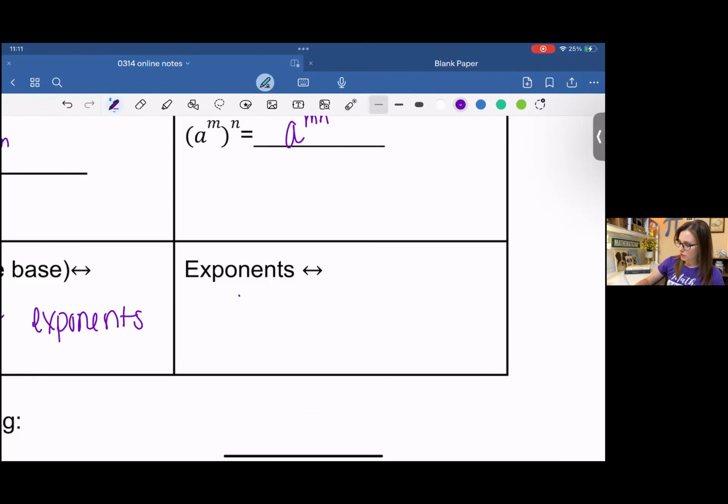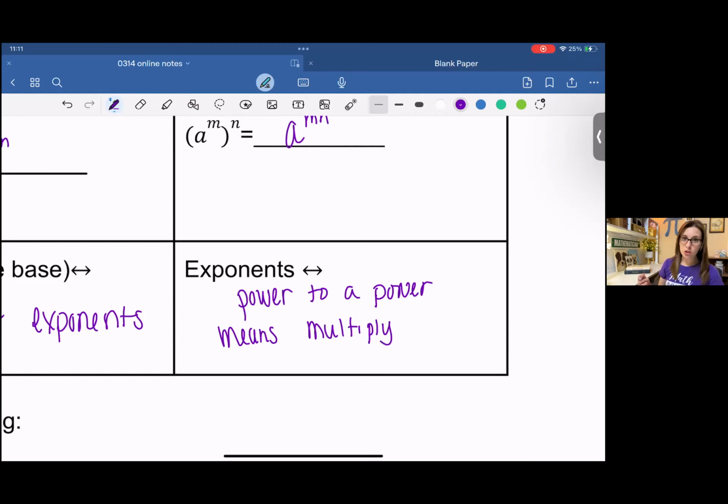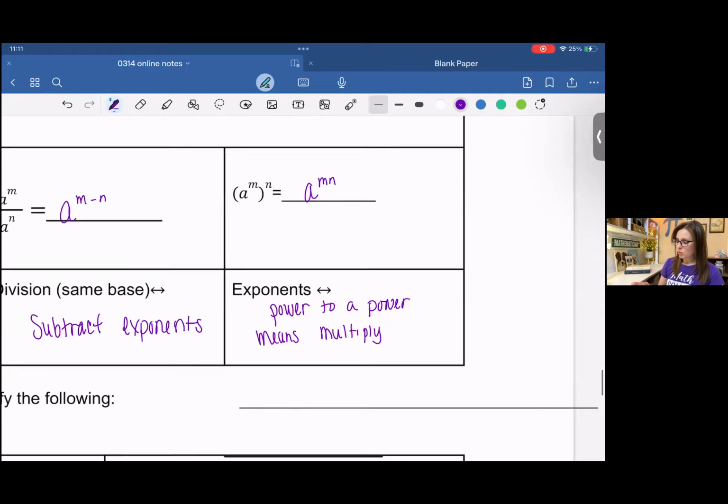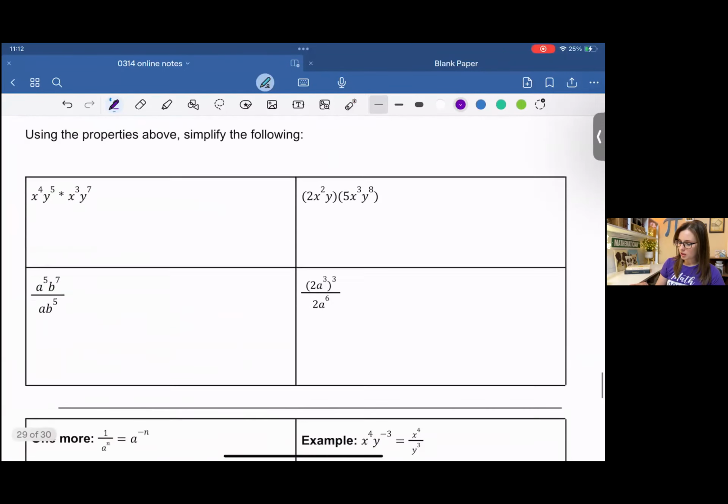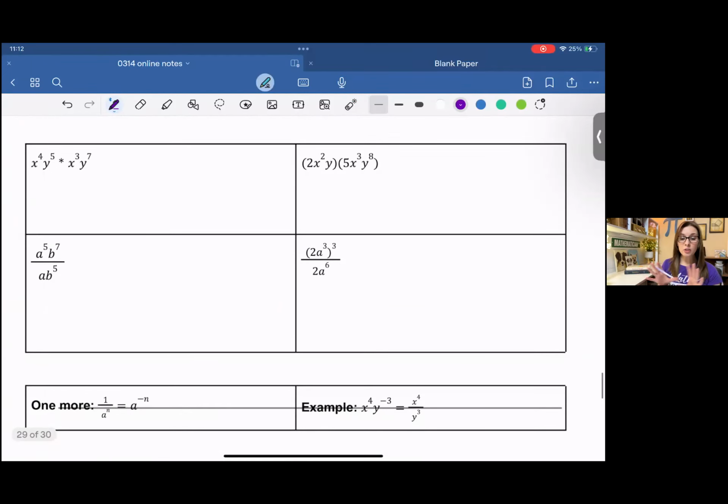So I usually call this power to a power means multiply. And if you're unsure, just write it out the long way, expand it out the long way, and you'll see where that comes from. So now that we know the rules, let's do these using the rules. Try not to expand it out. Try to do it the short way, using the properties. So pause it, try all these, come back and check your work.